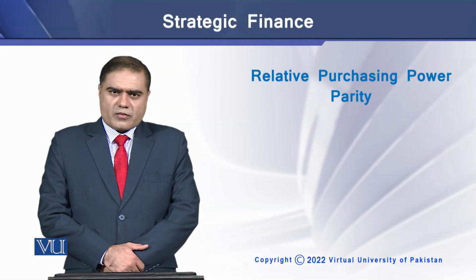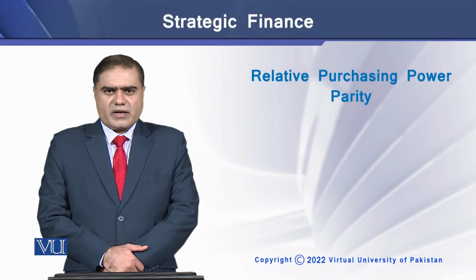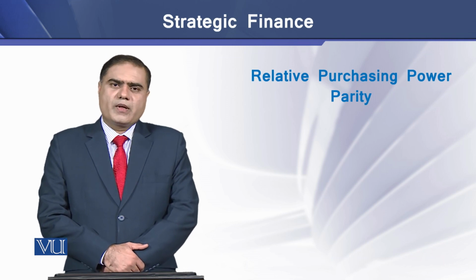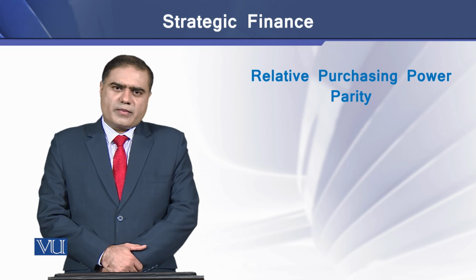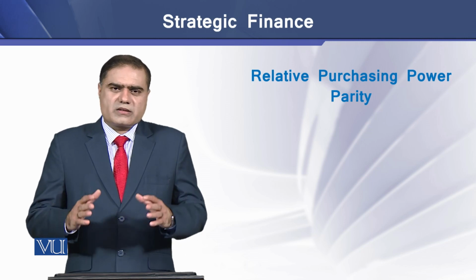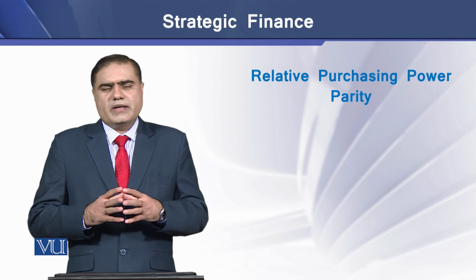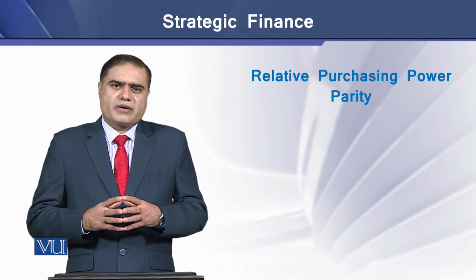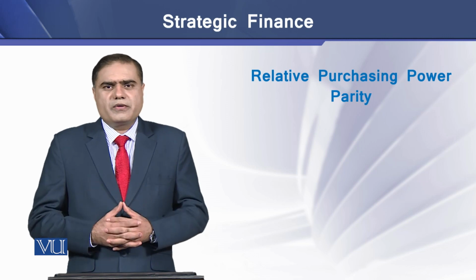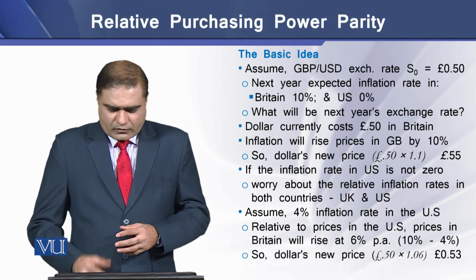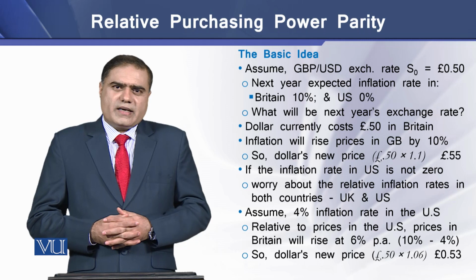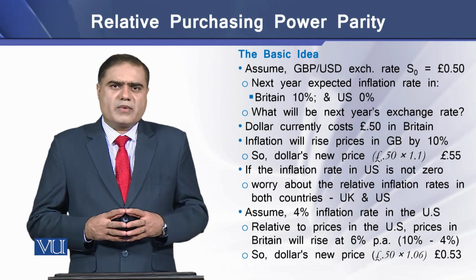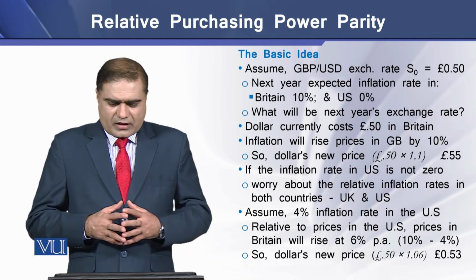The second form of purchasing power parity is known as relative purchasing power parity. The relative purchasing power parity phenomenon tells us what determines the change in the exchange rate over a period of time.